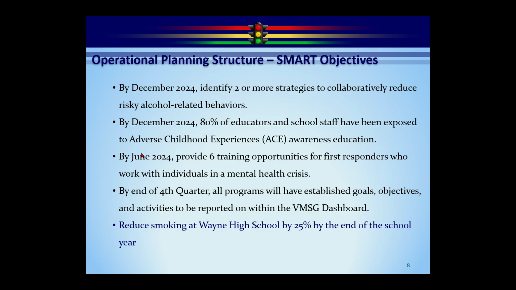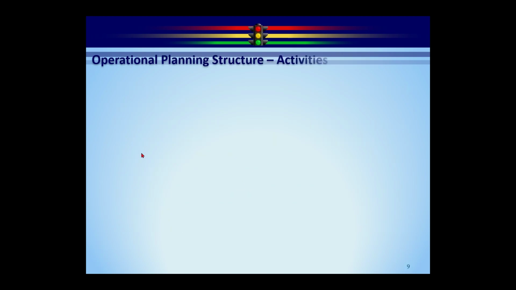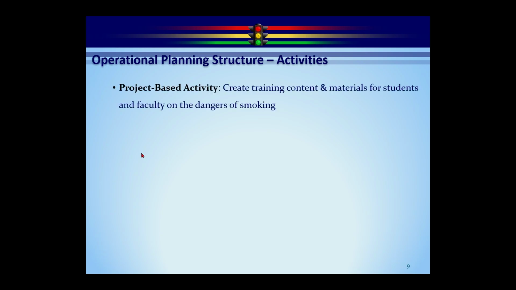Activities come in three flavors here. The first one we're going to call a project-based activity. It's a project, something we're going to accomplish in a given time frame. Here's our project-based activity: create training content and materials for students and faculty on the dangers of smoking. We're going to create some PowerPoints, some videos, some user guides, that sort of thing.